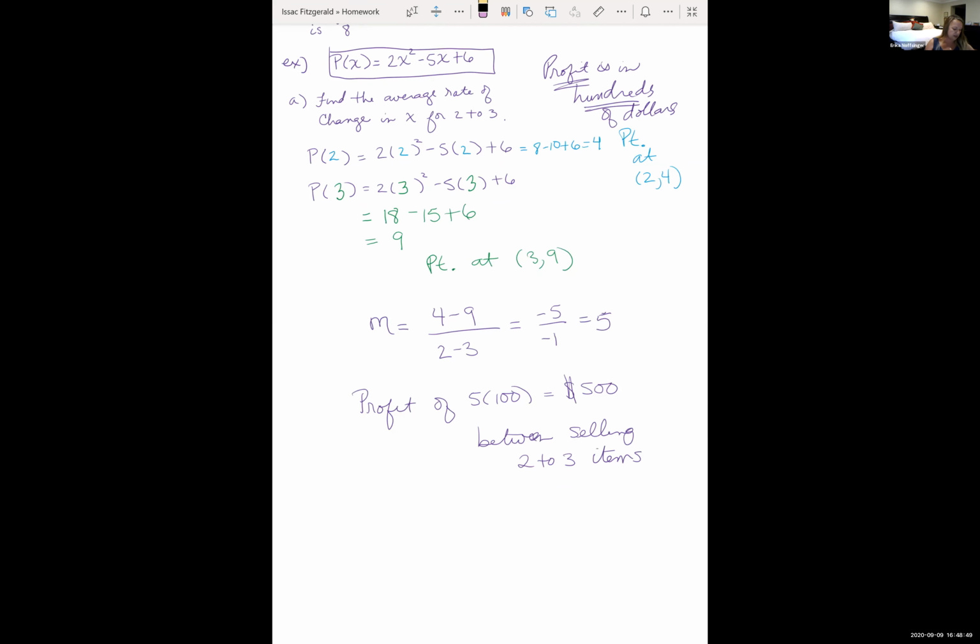So part B, find and interpret the instantaneous rate of change of the profit with respect to the number of items produced when x is 2. So it wants to find the instantaneous rate of change when x is 2.